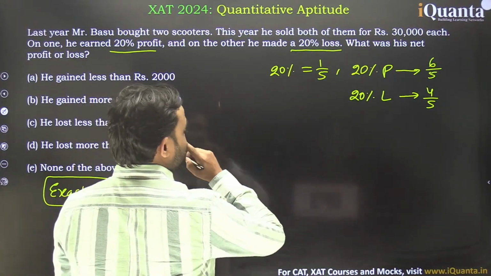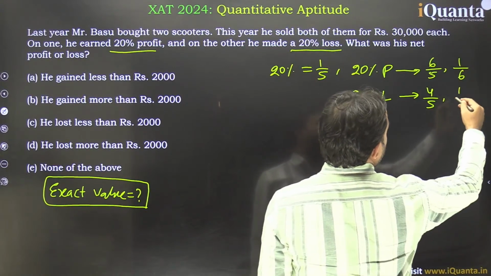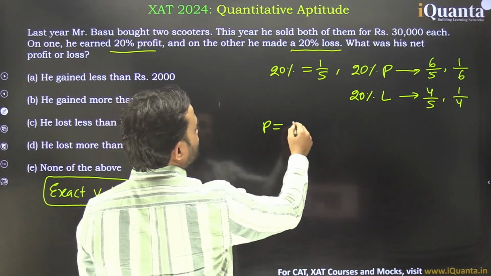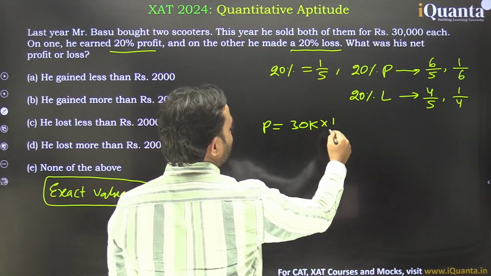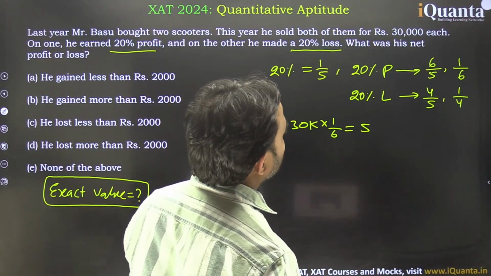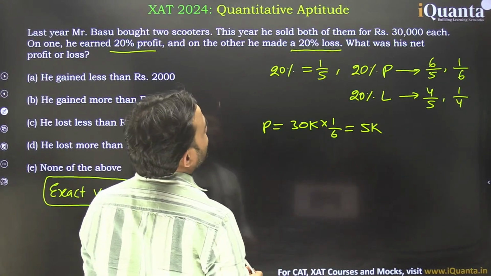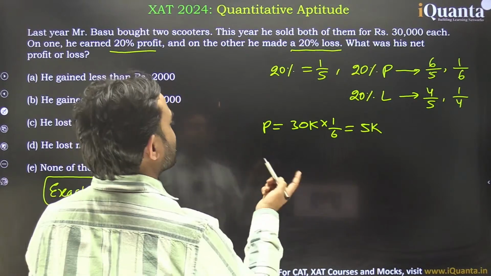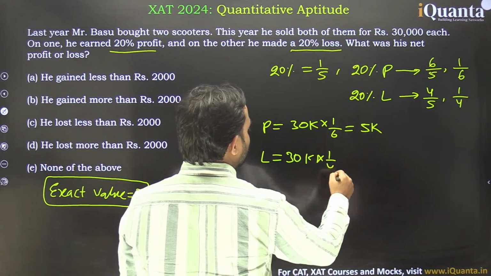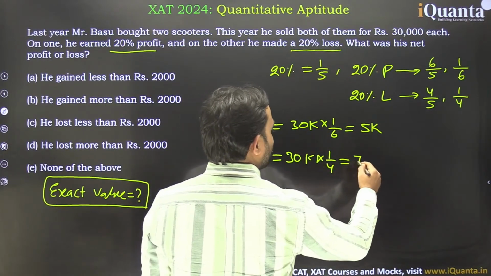So out of the selling price, the profit will be 1 by 6. In this case, the loss will be 1 by 4. So the profit will be equal to 30k into 1 by 6, which is equal to 5k, for the one sold for 30,000. And if we talk about the loss value, this will be 30k into 1 by 4, which is equal to 7.5k.